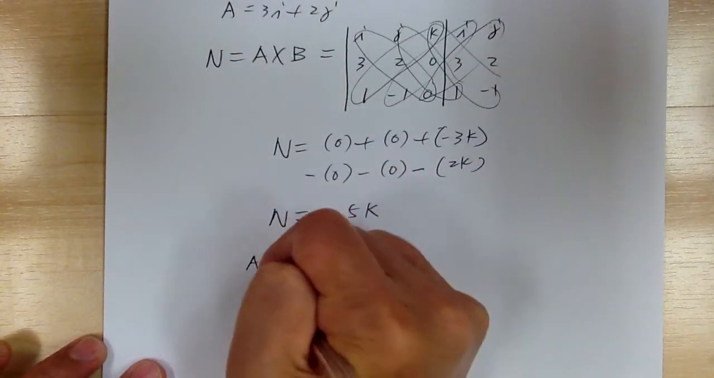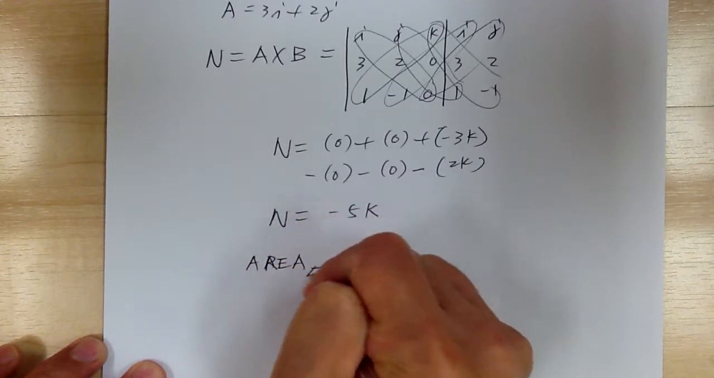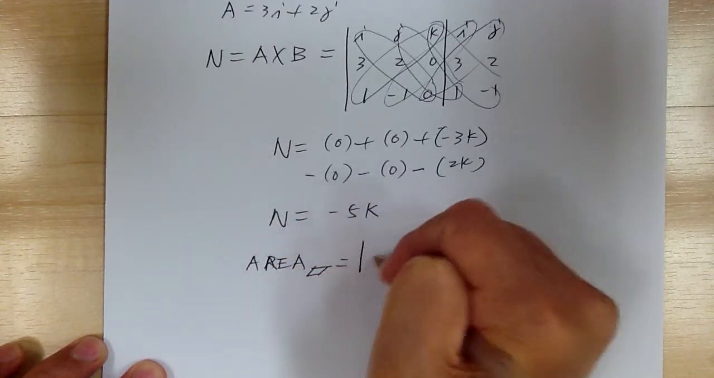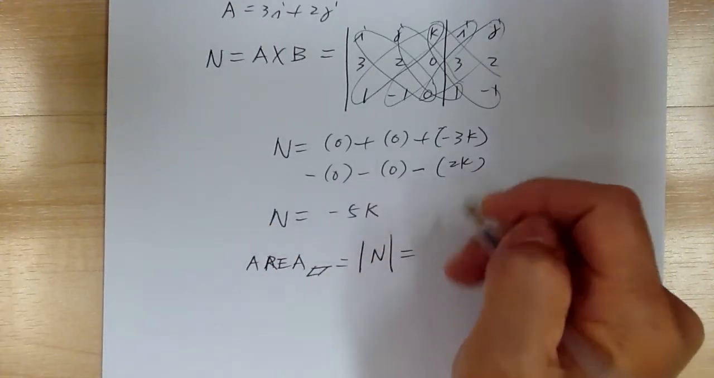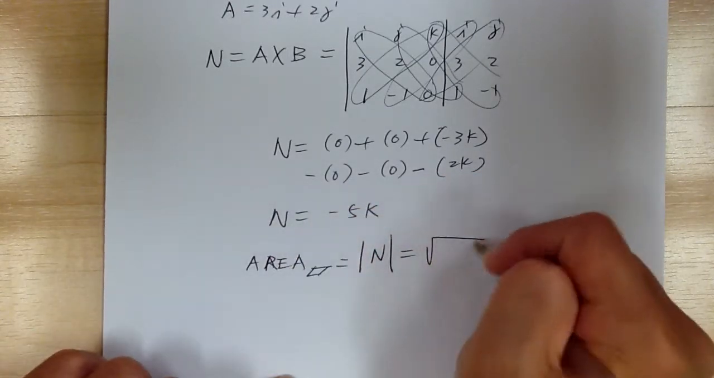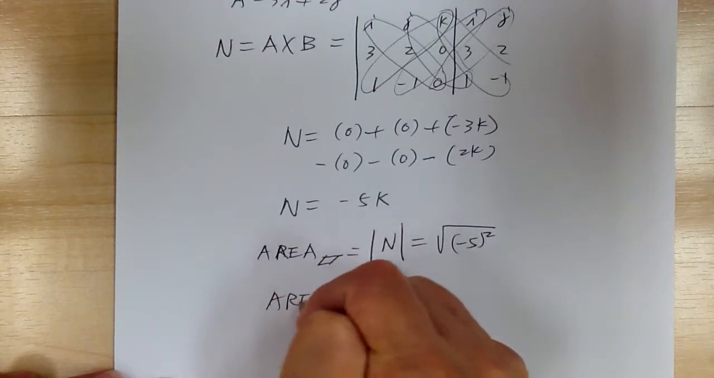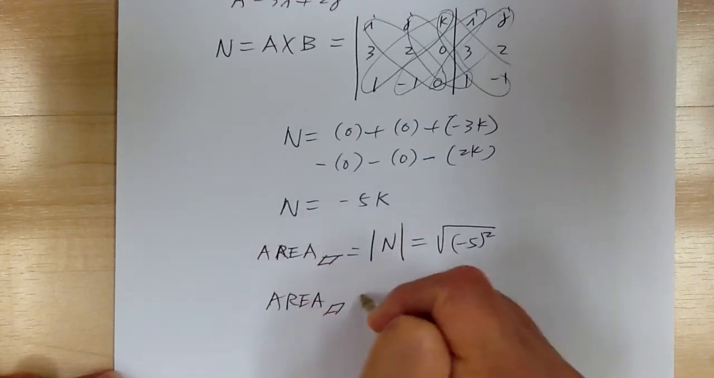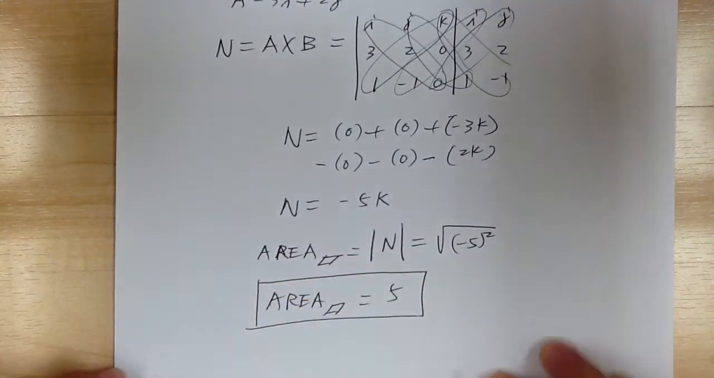So the area of the parallelogram equal to the length of the normal. Okay, and so this will equal to, you just use the Pythagorean theorem, so it'd be square root of negative 5 squared, right? So the area of the parallelogram is equal to 5. Okay, let's go to number 9.